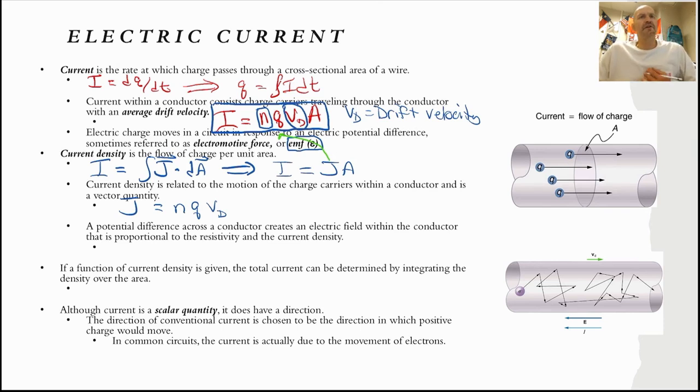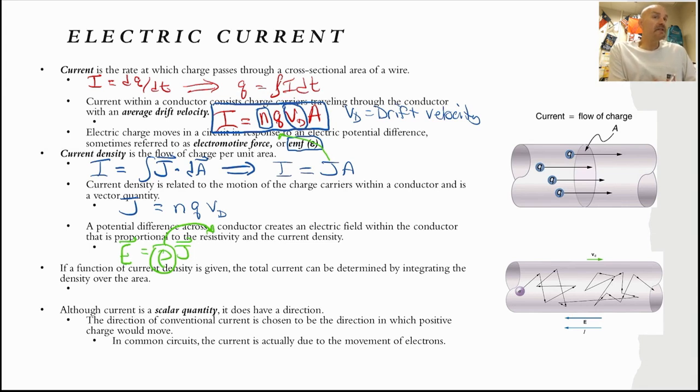Now, the potential difference across the conductor, remember, creates electric fields. And so that is going to be proportional to the resistivity of the material and the current density, or E is equal to rho J. So this rho is not the rho we've been talking about in terms of volume charge density. This is the resistivity of a material. It is a known value for the materials, and it leads to resistance, which we'll get into when we talk further into circuits and Ohm's law.